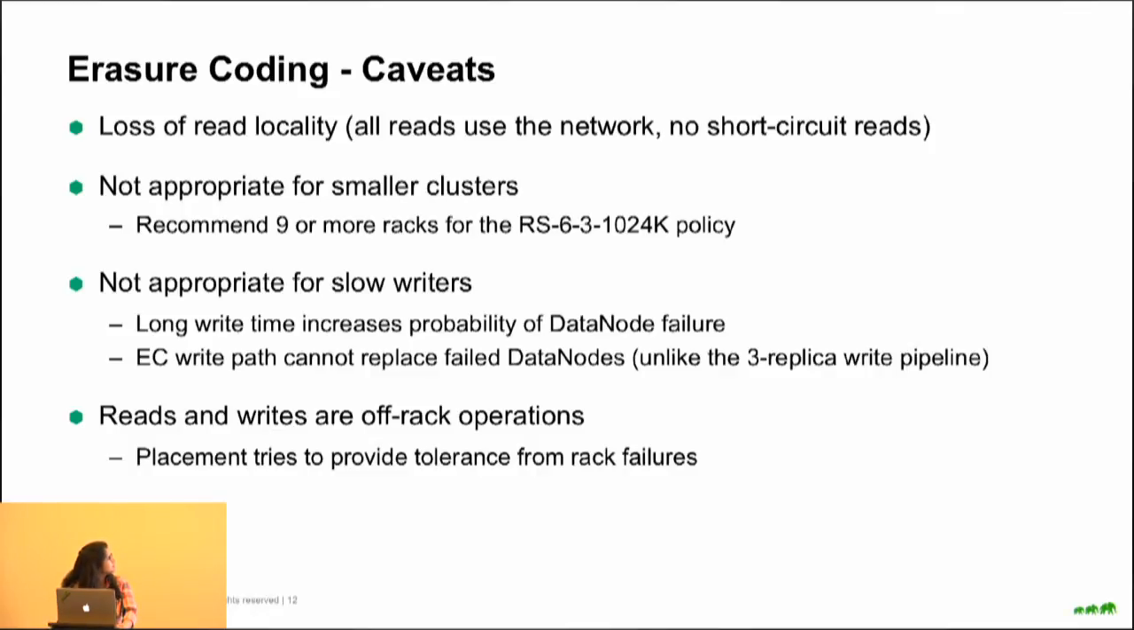Another caveat is that it's not appropriate for slow writers that tend to keep the files open for long durations, say days or hours. This is because of the increased probability of data node failures, and in case there are more than 3 data node failures, the write pipeline would fail. Block placement tries to distribute blocks over racks to provide tolerance against rack failures. But this makes reads and writes off-rack operations, so cross-rack network usage would be higher.